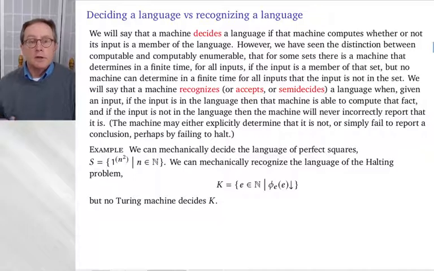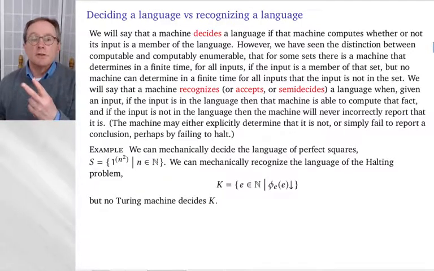However, there's another possibility. We've already seen the distinction between computable and computably enumerable, so I'll remind you how that goes. A set is computable if you can tell whether a given number is a member of it or not. A set is computably enumerable if you can tell if a given number is a member of it, but telling that a number is not a member of it might not be possible. So besides decides, there's another case.